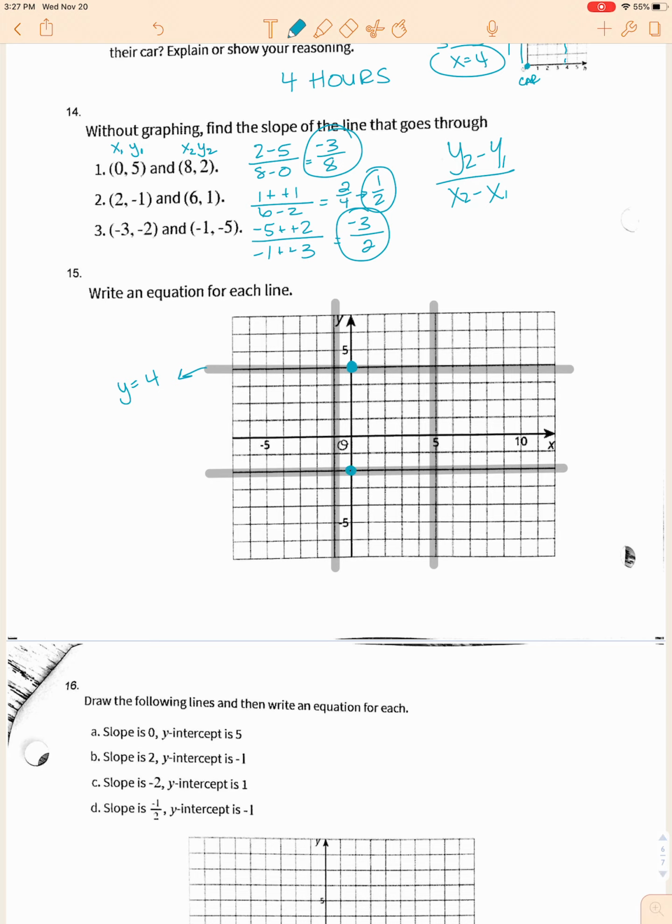Similar idea down here. I have a horizontal line, no vertical change. So I'm down 2 from the origin. Therefore, my equation is y equals negative 2.